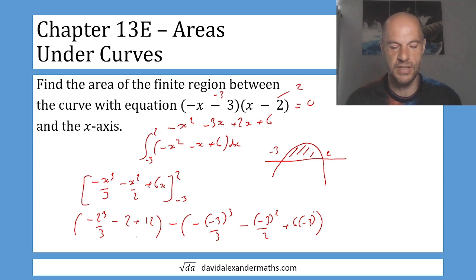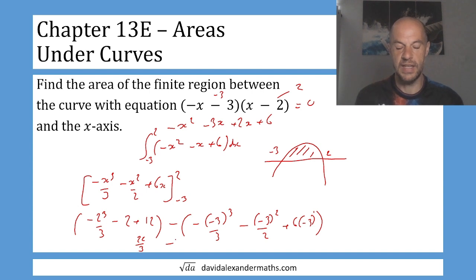So what I tend to do is, as I've done in previous examples, just put 2 into my calculator, hit equals, and now press answer. So I'm just using this formula here. So I'm going to do minus answer cubed over 3 minus answer squared over 2 plus 6 answer, and that is 22 over 3.